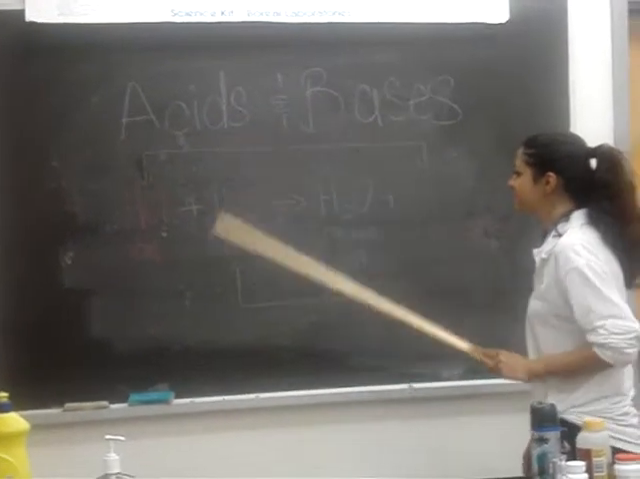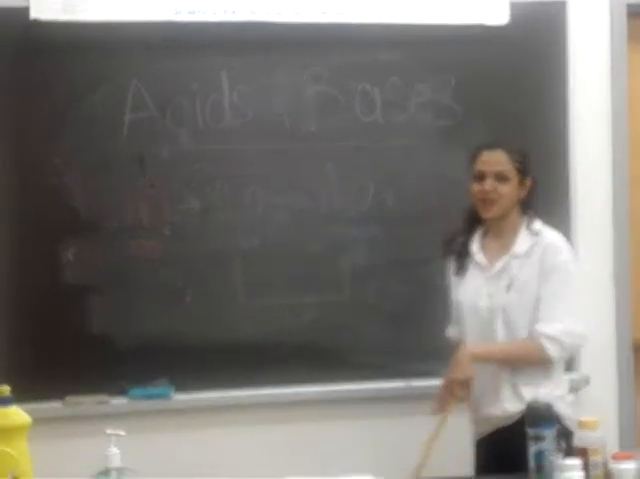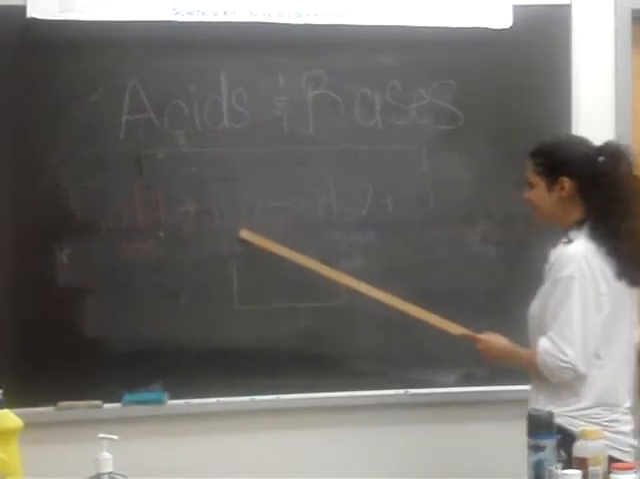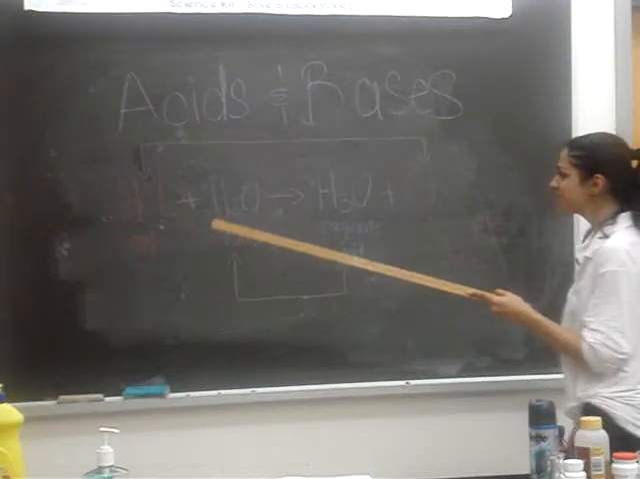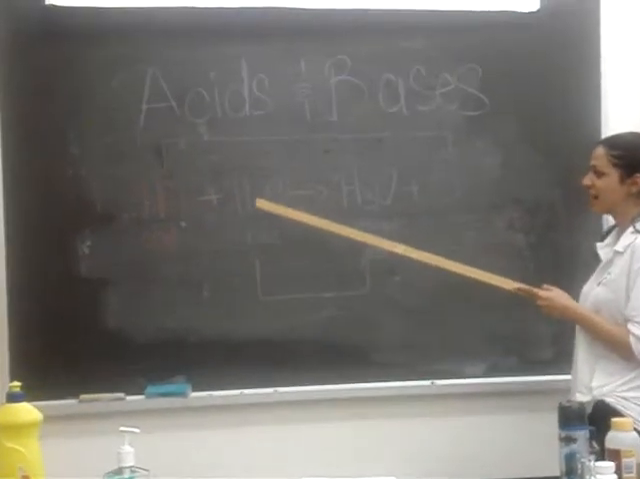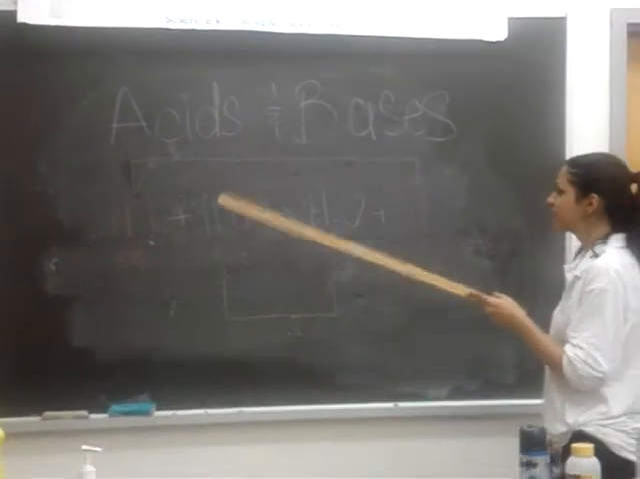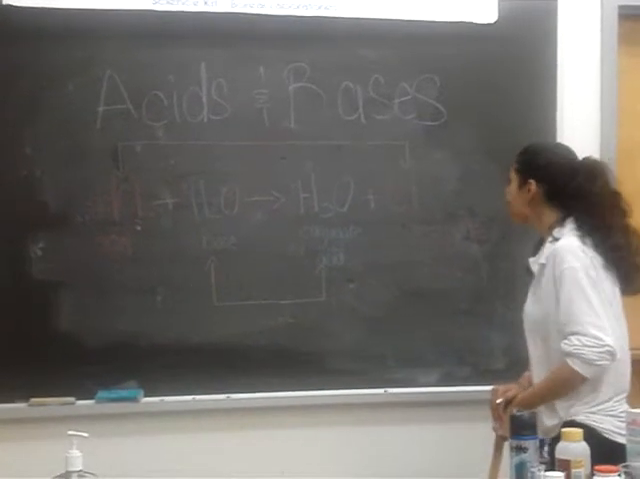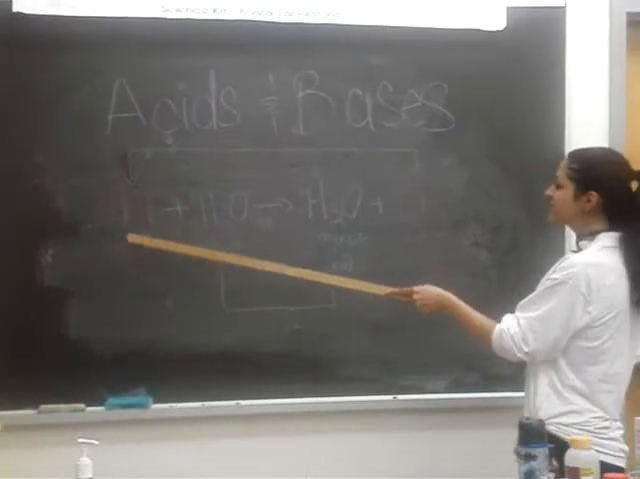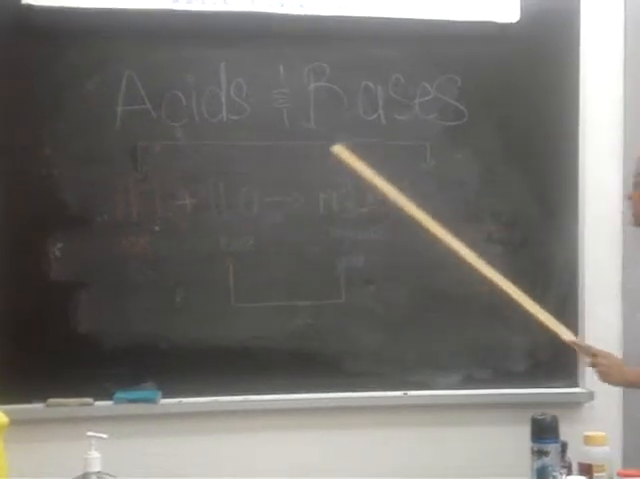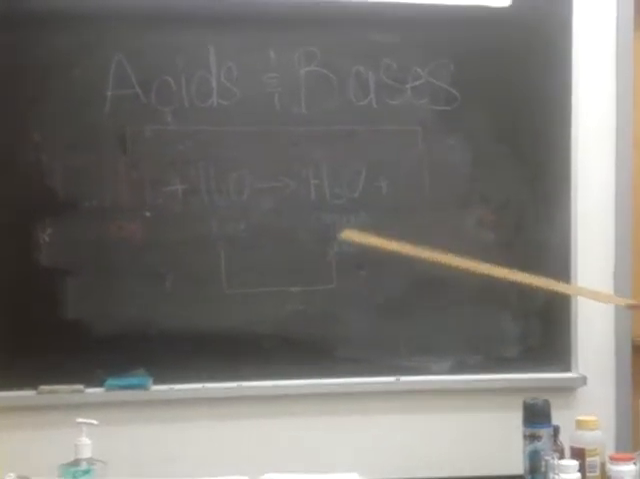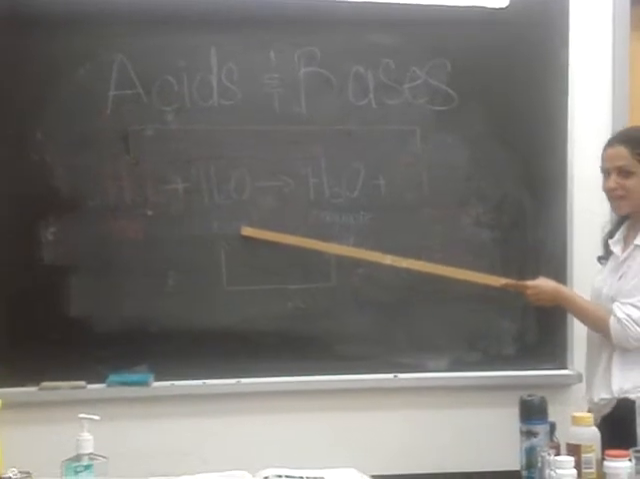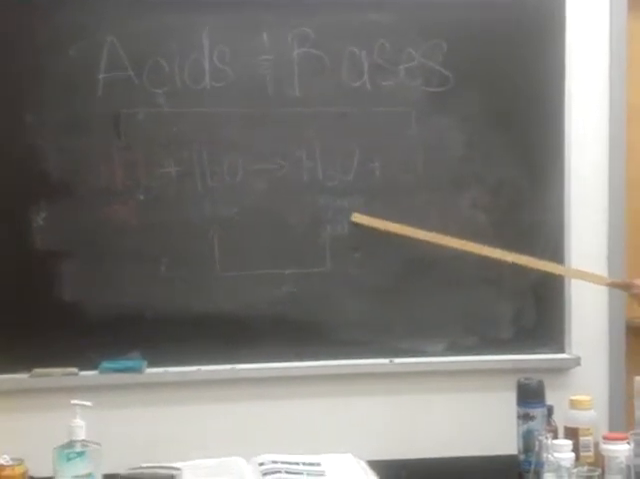An acid gives away hydrogen. The base takes the hydrogen. Water can act as both acid and base. It can either take the hydrogen or give away one of its hydrogens and become a hydroxide. When an acid gives away its hydrogen, it becomes a conjugate base. And when a base takes the hydrogen from the acid, it becomes a conjugate acid.